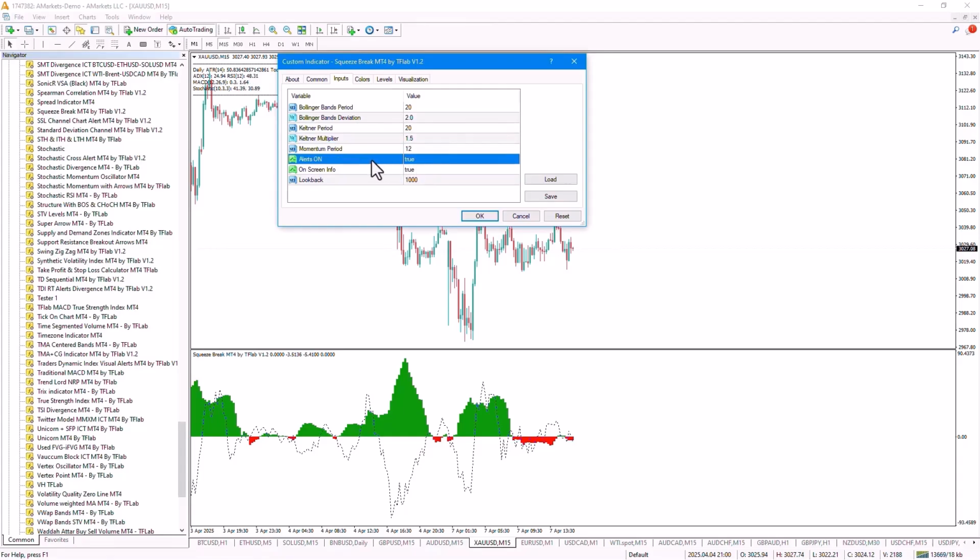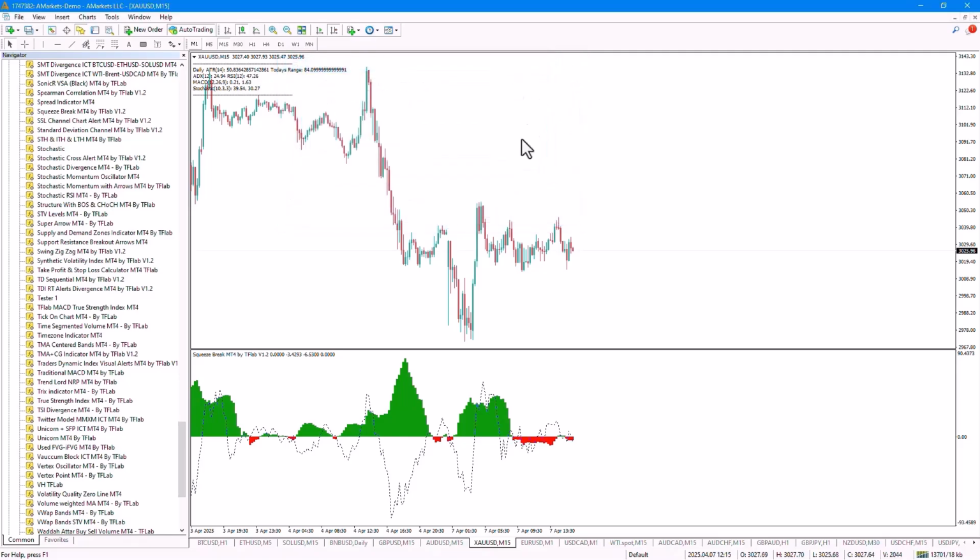In the next section, we can enable or disable the alert sending status. We can enable or disable the display of information at the top of the screen. And finally, we can change the number of candles for identification and plotting on the chart in this section, which is set to 1000 candles by default, and calculates and displays only 1000 candles on the chart for us.